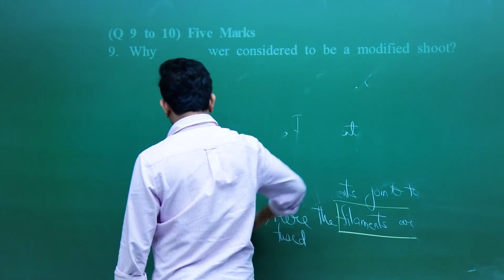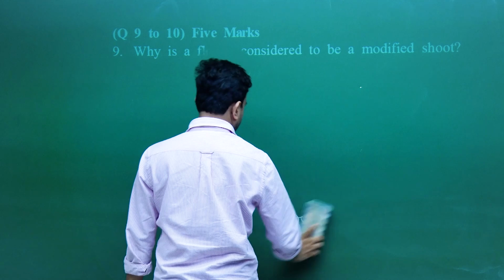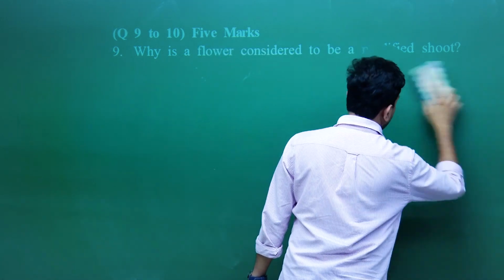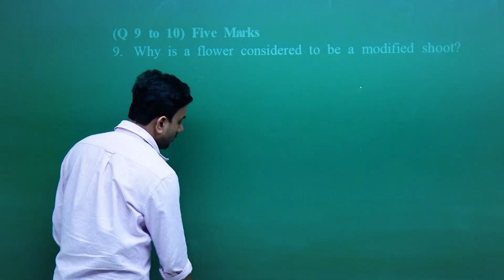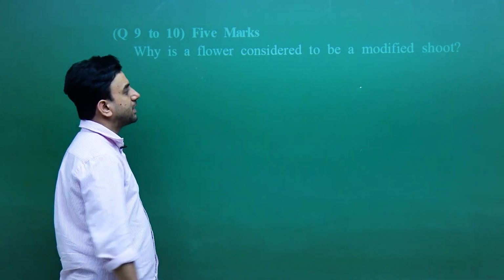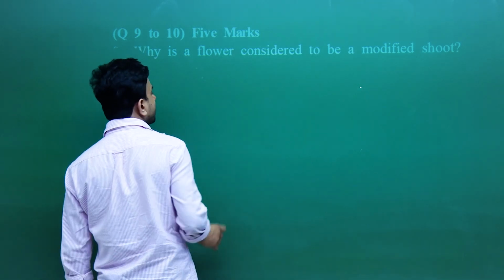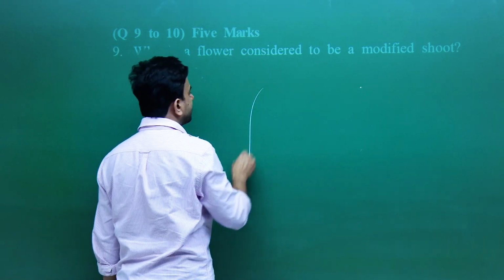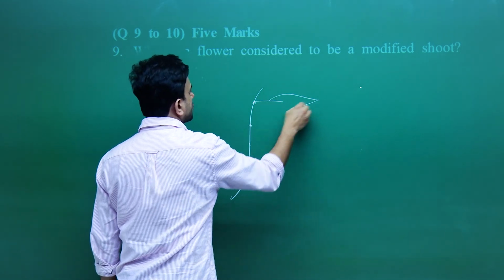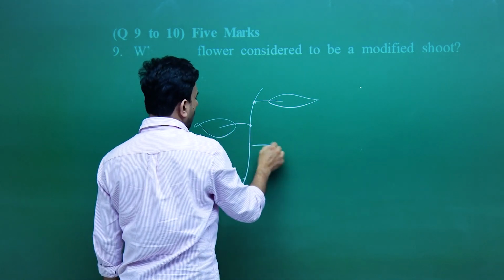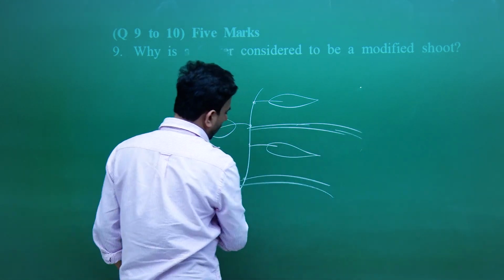Why is a flower considered a modified shoot? Or you can say, better, a condensed shoot. A flower has 4 whorls. In a shoot, there are nodes, and at each node there will be leaves and all these things, the branches and all the other things.